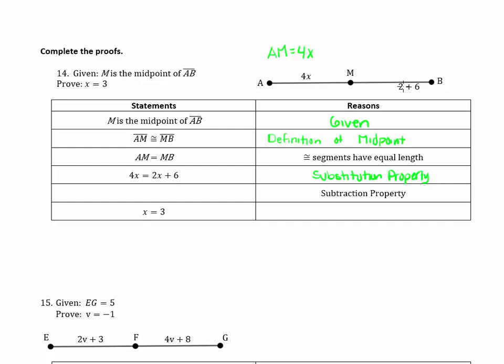Oh, there's not an x. We're missing an x. That's a typo. 2x plus 6. We're substituting that for MB.